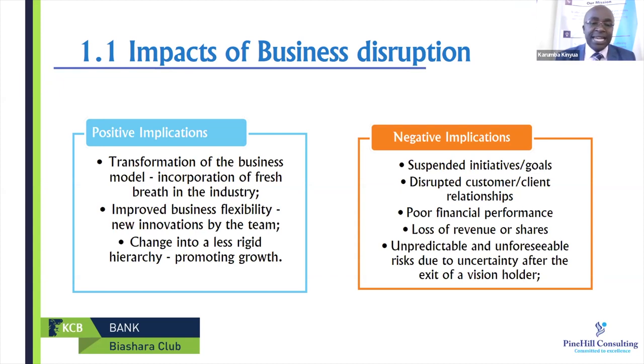Now, there are also negative disruptions and implications. Suspended initiatives or goals. We saw when Corona came, the government banned flights and banned people congregating in large numbers in churches, in malls, in public places. If you are in a mall business and this happens, what happens? Your business comes down. Then disrupted customer-client relationships.